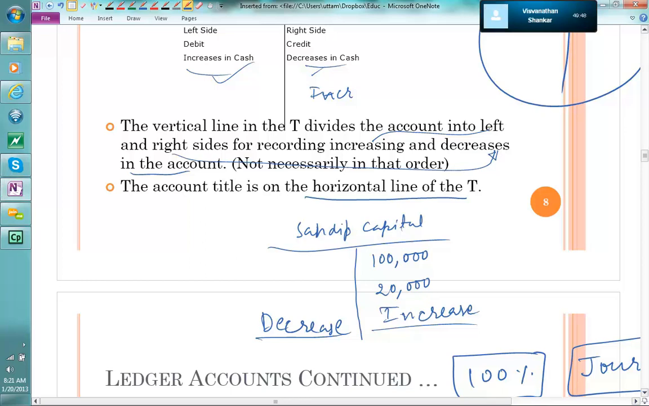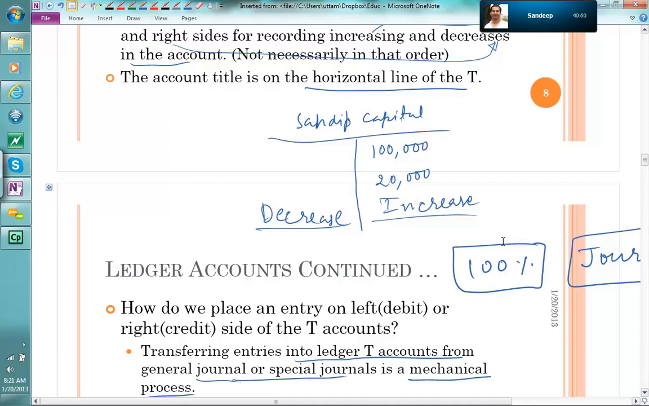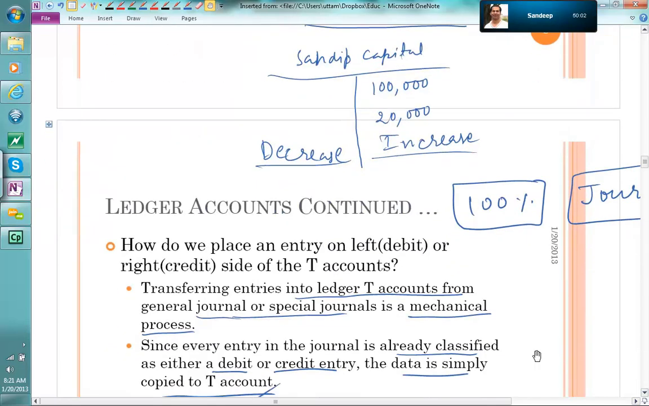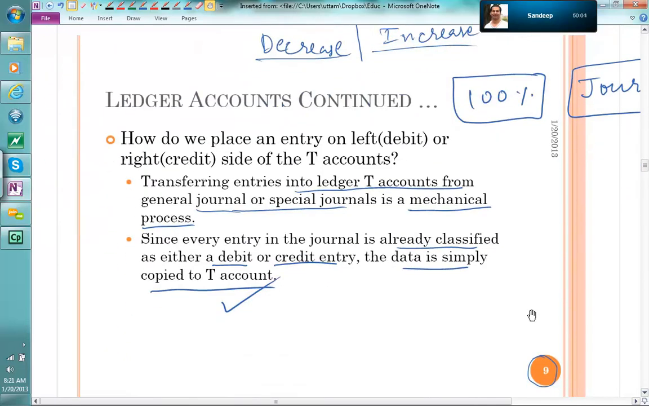Yeah, so it will again be with respect to the company. When we are doing accounting, it will always be with respect to the company, the business entity for which we are doing accounting.